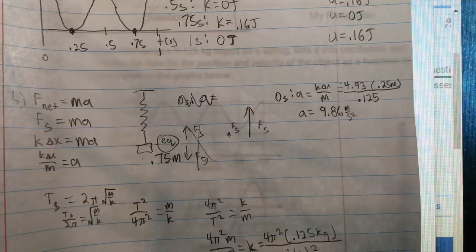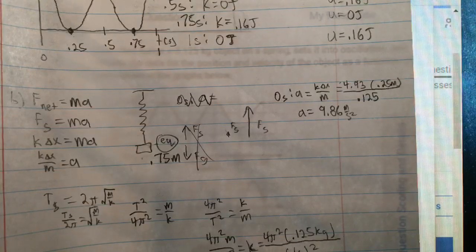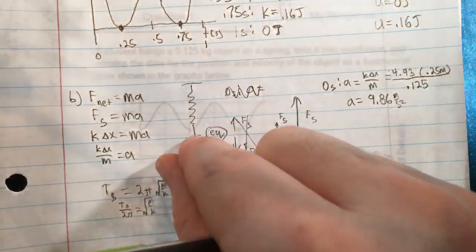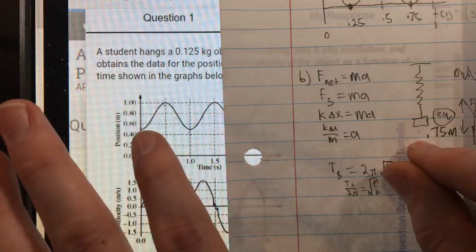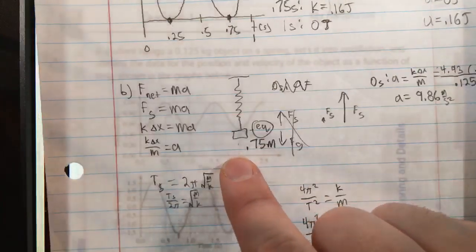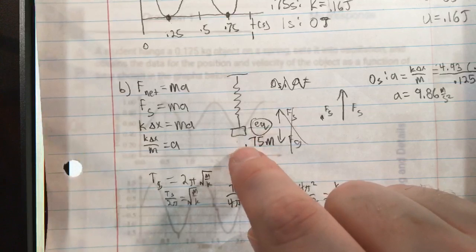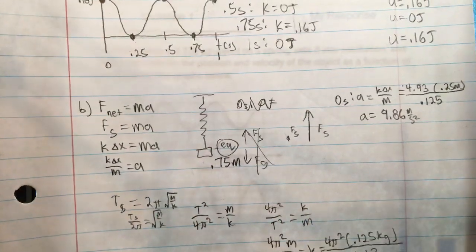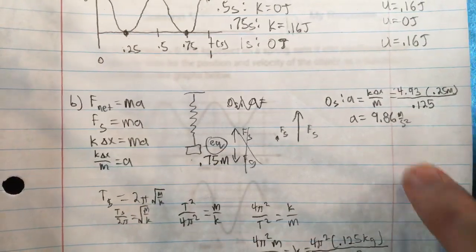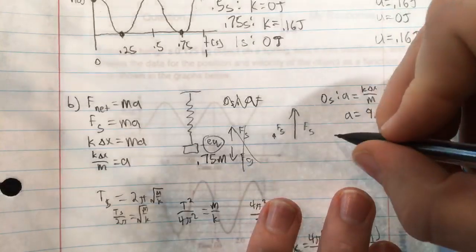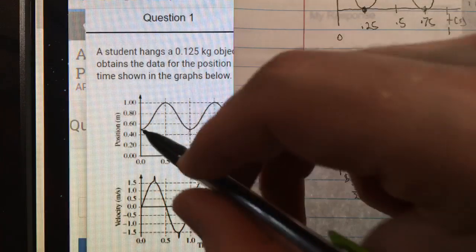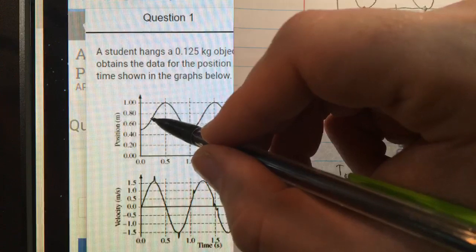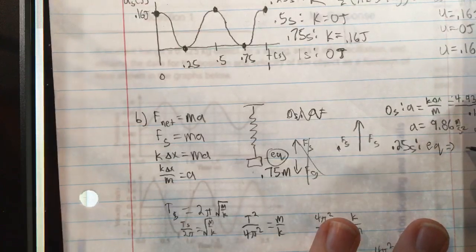We should get about 9.86 meters per second squared. And so when the spring is stretched down from equilibrium, so right here we're at 0.5, our equilibrium is at 0.75, so we're below equilibrium. That means the spring is trying to pull us back up to equilibrium, so our acceleration is going to be up. Then I can look at 0.25 seconds. We're at 0.75 meters, so we're at the equilibrium position, therefore our acceleration is going to be 0.